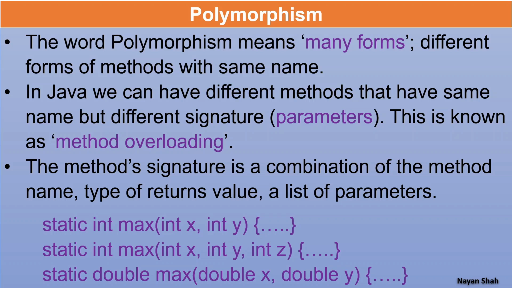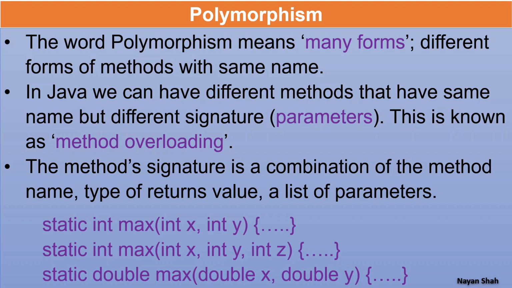So in Java, we can define different methods that have the same name but different signatures. Now here you need to understand the word signature. What does it mean? Signature means the parameters, which you write in the brackets. And this situation is called method overloading.